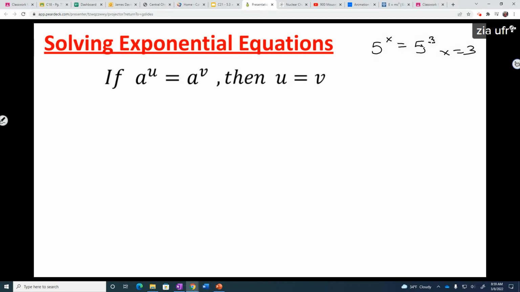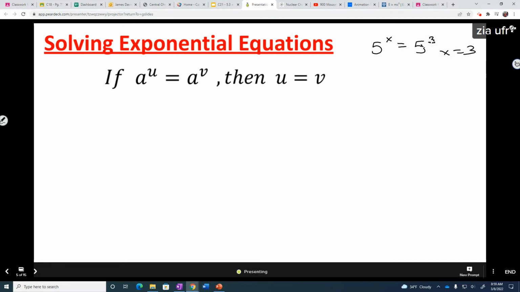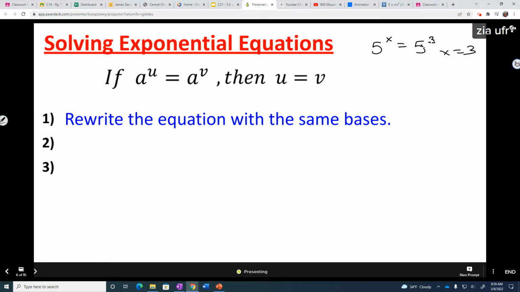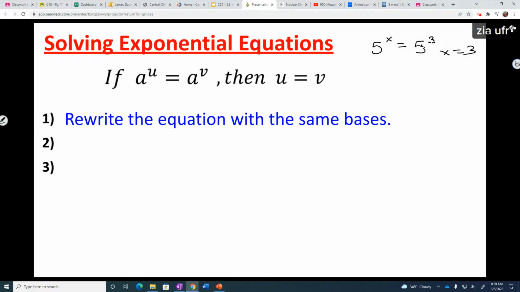I wrote it into 3 steps, if you like to write out steps. You don't have to write it out, though. It'll be pretty straightforward as we go. The first thing we're going to have to do is write the equation with the same bases. These numbers always have to be the same. It doesn't work if they are not. If you had 5 to the x equals 3 to the 5th, that's not really going to help us because these numbers aren't the same. So the first thing we're going to do, if it's not already the case, is write these with the same bases.